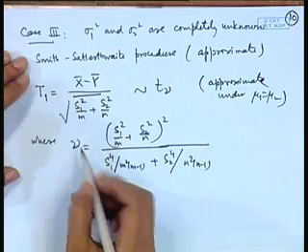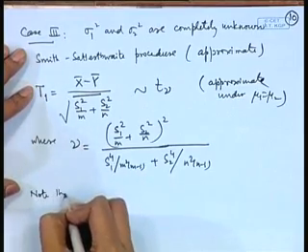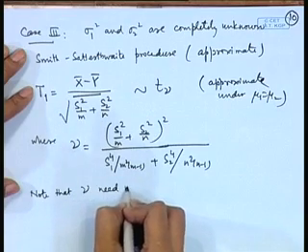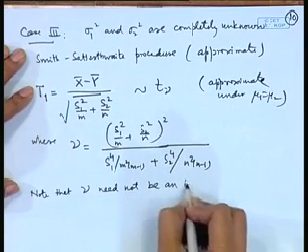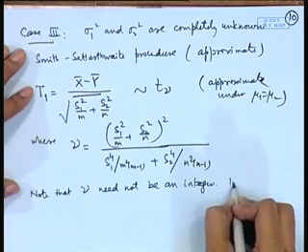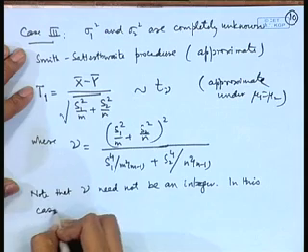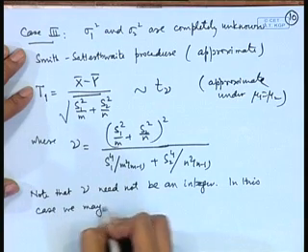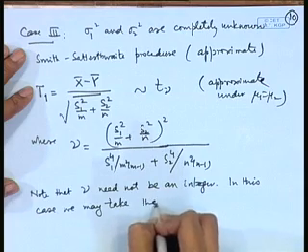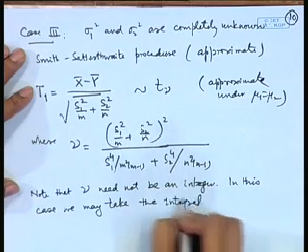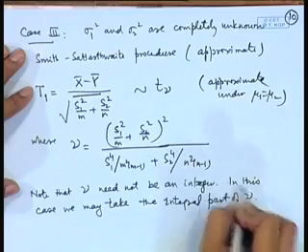Now, note here that nu need not be an integer. In this case, we may take the integral part of nu. So, rather than taking the rounded off value which may be higher also, it is better to take the lower value, because the power of the test will increase if we consider a lower degrees of freedom here.